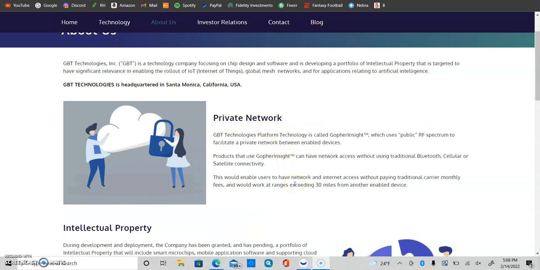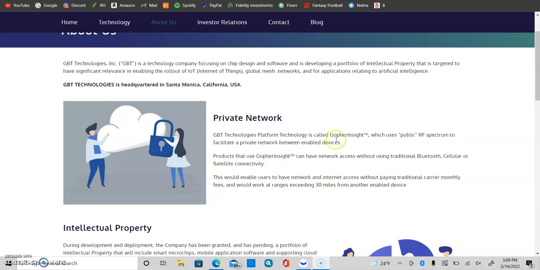GBT Technologies platform technology is called Gopher Insight, which uses public RF spectrum to facilitate a private network between enabled devices. Products that use Gopher Sight can have network access without using traditional Bluetooth, cellular, or satellite connectivity. And this would enable users to have network and internet access without paying traditional carrier monthly fees, and would work at ranges exceeding 30 miles from another enabled device.